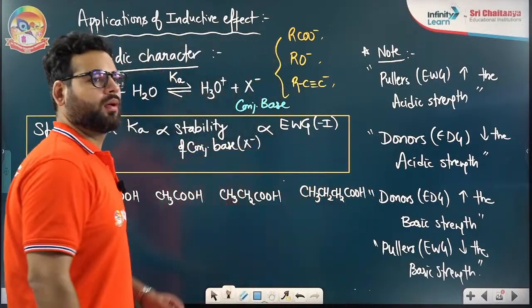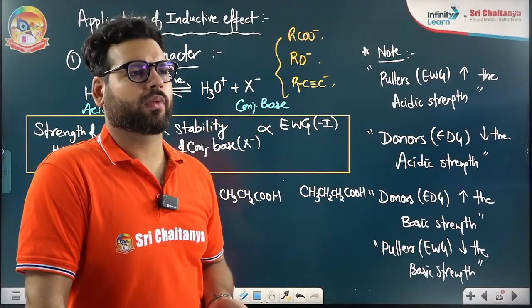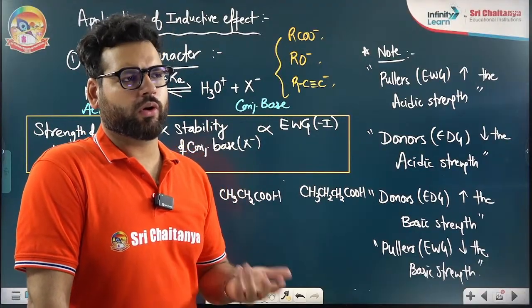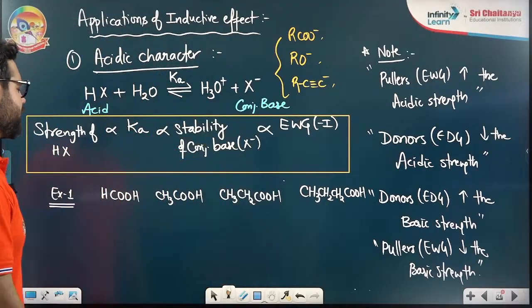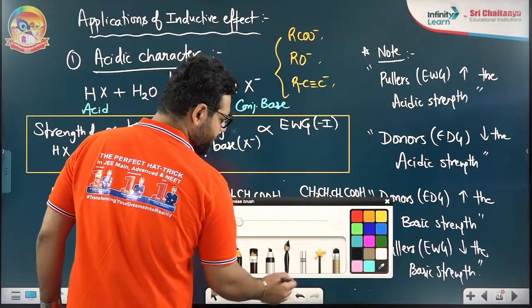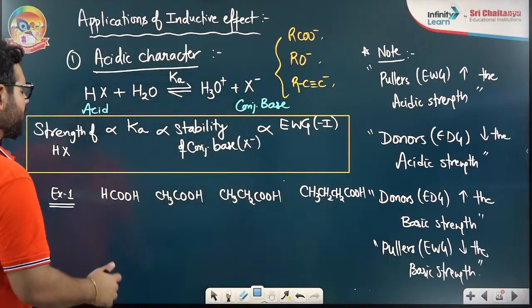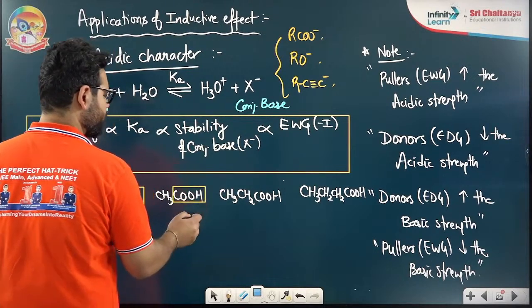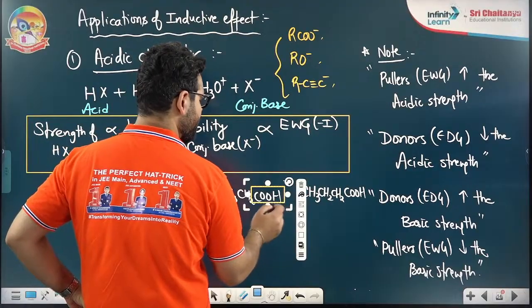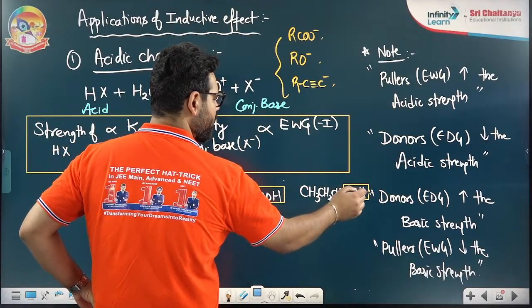Now, in order to check the inductive effect, I will suggest you one thing. Always underline the common part of each compound. So here 4 compounds are given. The common part is just COOH. I have just underlined the COOH. So this is the common part.